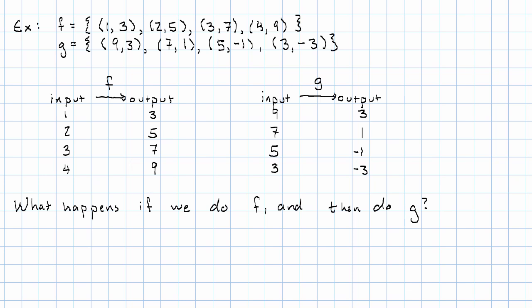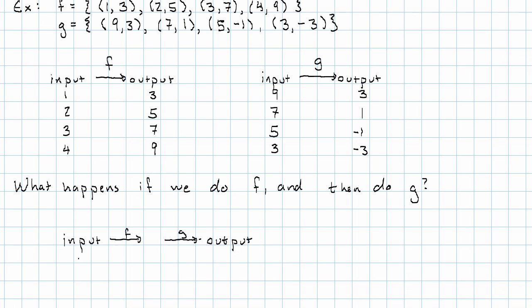What happens if we say, take the number 1, and we do f to it, which gives us 3, and then we do g to 3? So g of 3 is -3. We end up with this new thing that takes the input 1 and gives us the output -3.